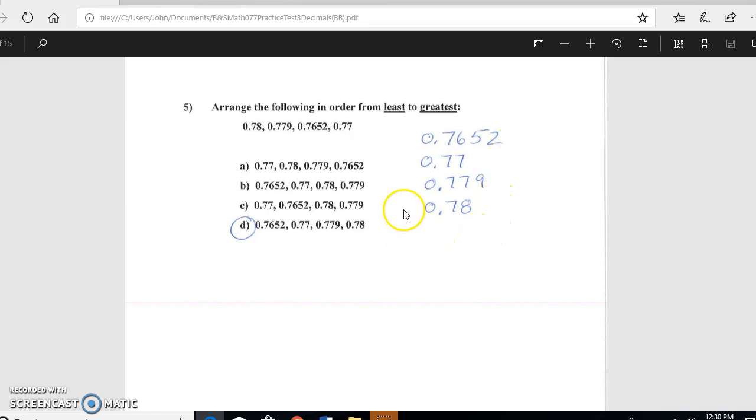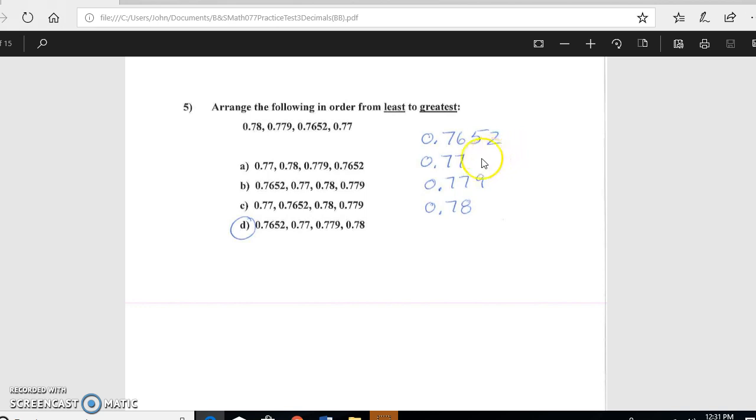Now, the way we want to look at these decimal numbers is we look at the first place value in the tens place, and we see that they all have a 7, so the tens place does not tell us which one is larger or smaller. So then we go to the second decimal place to the right, and we find that the 6 on this decimal number here is the smallest.